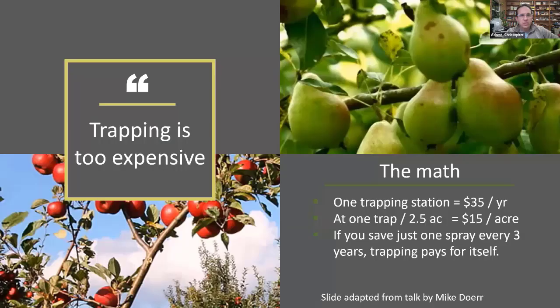Trapping is too expensive. So this math is provided by Mike Dorr. He calculated that one trapping station is about $35 a year to operate. At one trap every 2.5 acres, it comes out to about $15 per acre. If you save just one spray every 3 years, that trapping pays for itself. So here again, if you're not getting damage, great. But if you have a block that is struggling, the time and money that you spend on adding some traps can easily pay for itself.